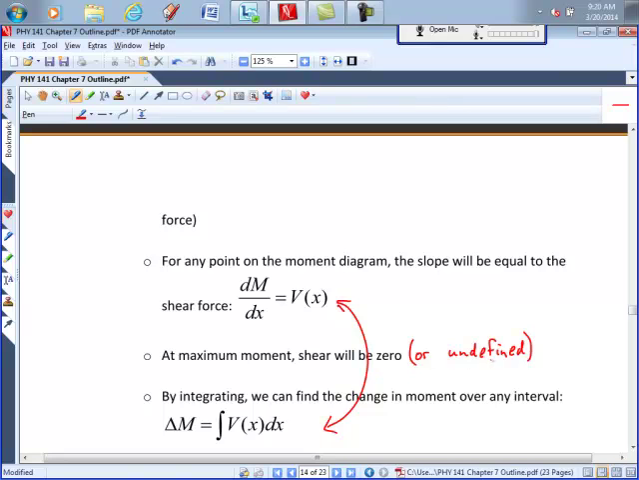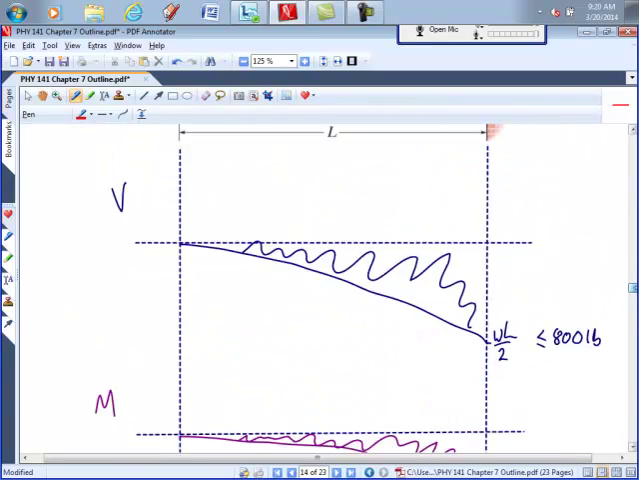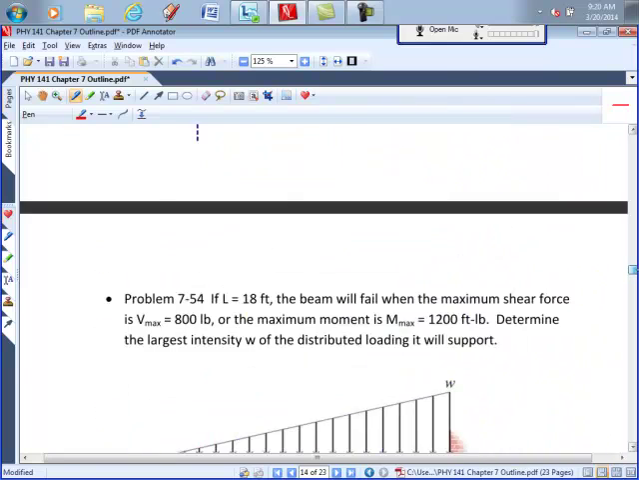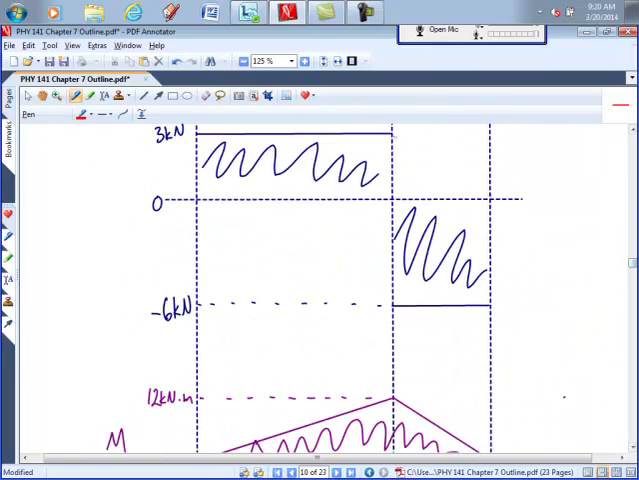And then I put in here "or undefined" because in the case of our first diagram, skipping back up here, I can't really say that the shear is equal to 0 here, but it crosses 0 here. It goes from a positive value to a negative value, and that's where our maximum moment is going to be. It's actually undefined at this point because it's a vertical line.